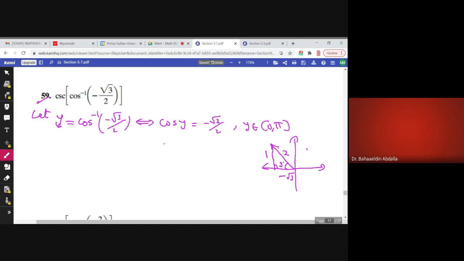Okay, now what do we need to find? We need cosecant cosine inverse, but cosine inverse is y. So we need cosecant y. What is cosecant y? It equals cosecant y prime. Okay, so what is cosecant y? It is the reciprocal of sine. So it is hypotenuse, which is 2, over opposite, which is 1. So cosecant of y would be 2, and cosecant cosine inverse negative square root of 3 over 2 is just 2, because cosecant is the reciprocal of sine.